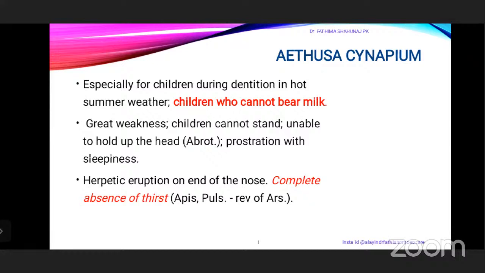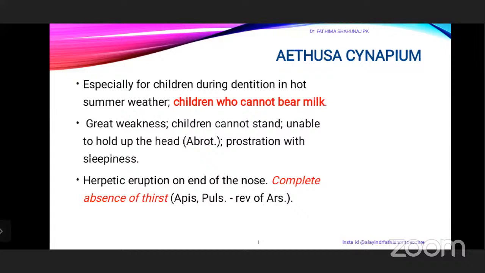The key symptoms here are in children. Mainly the children get affected. Who is getting affected? Mainly children during dentition, mainly in summer weather, and children who cannot bear milk in any form. Once there is the affection, the child will have great weakness and prostration with sleepiness, and there will be a herpetic eruption at the end of the nose. And another key symptom is complete absence of thirst.